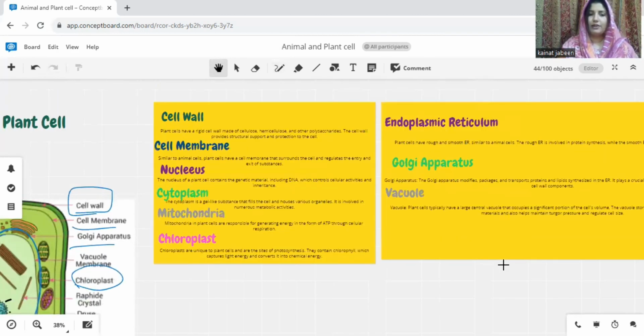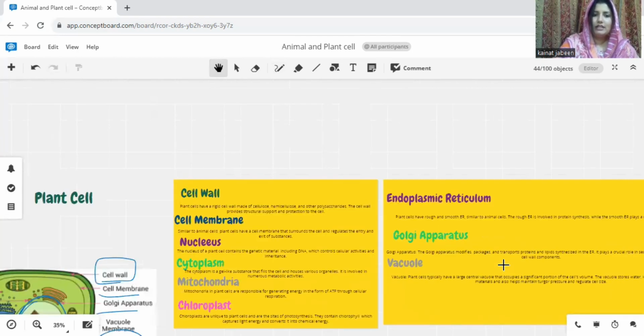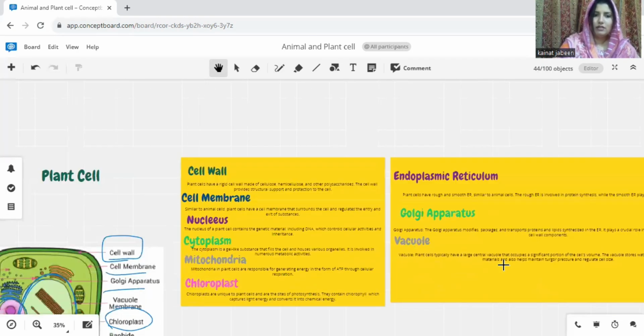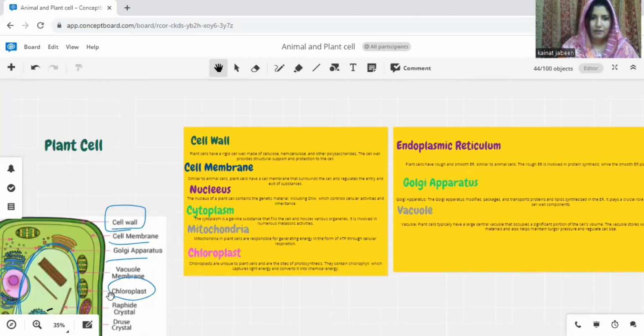Now let's move here. These are again the organelles. The first one, the cell wall. Plant cells have a rigid cell wall made up of cellulose. So the cell wall is made up of which thing? The cell wall is made up of cellulose. Other cell walls are made up of different things. For example, the bacterial cell wall is made up of different chemicals. Then the cell membrane is again present, nucleus, cytoplasm, mitochondria, and the chloroplast. That is a different one. Chloroplast is used for the photosynthesis process.